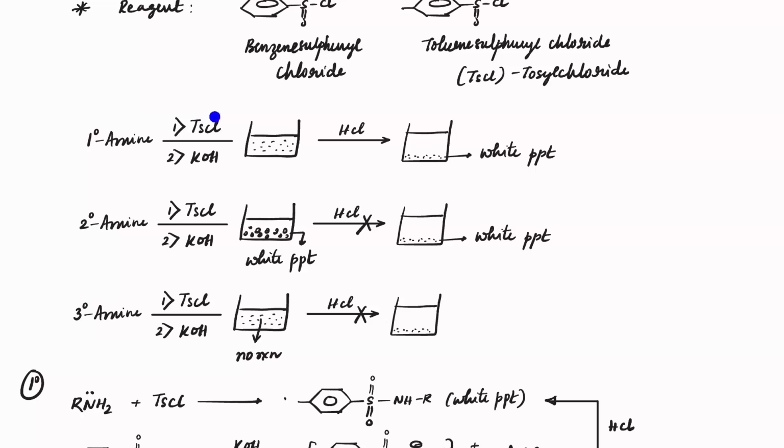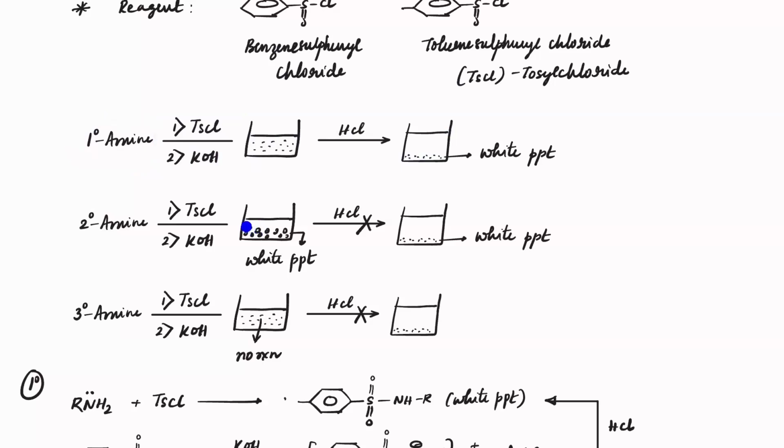Then, as you react with KOH, it will get dissolved first. Okay, I'll show you the reaction also, don't worry. After dissolution, when you add HCl, again you will get a precipitate. So the idea is simple. During the reaction, first a solution is dissolved by adding base and again regained by adding acid. If you see this, that means it is a 1 degree amine.